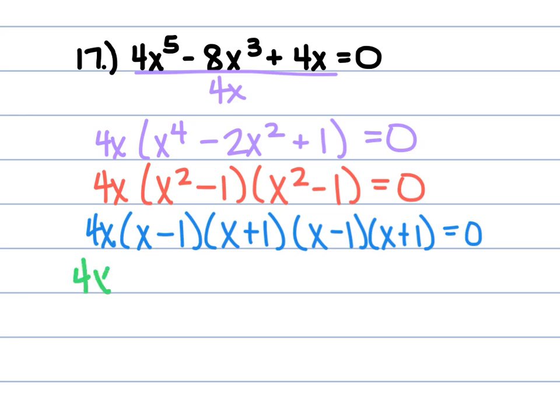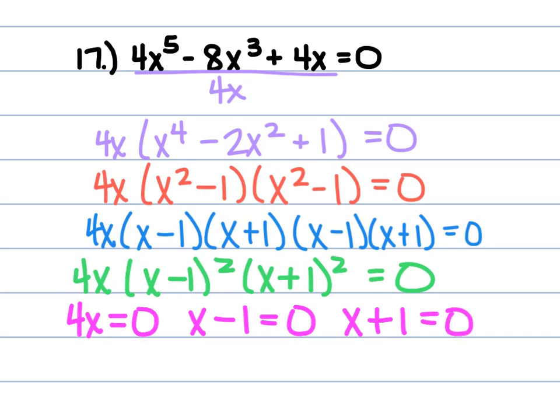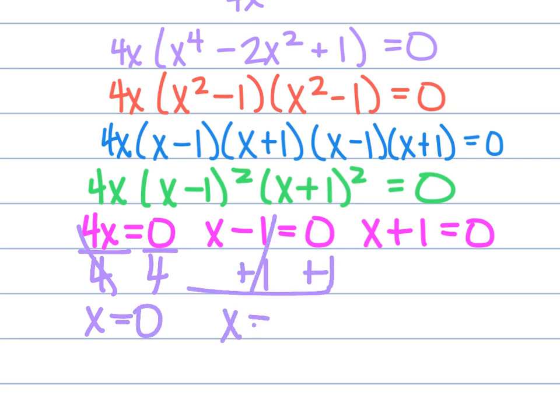If you rewrite, you'd have 4x times (x minus 1) squared because it happens twice, and then (x plus 1) squared because that happens twice as well. So rewrite 4x is equal to 0, x minus 1 is equal to 0, x plus 1 is equal to 0. Solve for x, divide by 4, you get x is equal to 0, add 1, you get x is equal to 1, subtract 1, x is equal to negative 1.